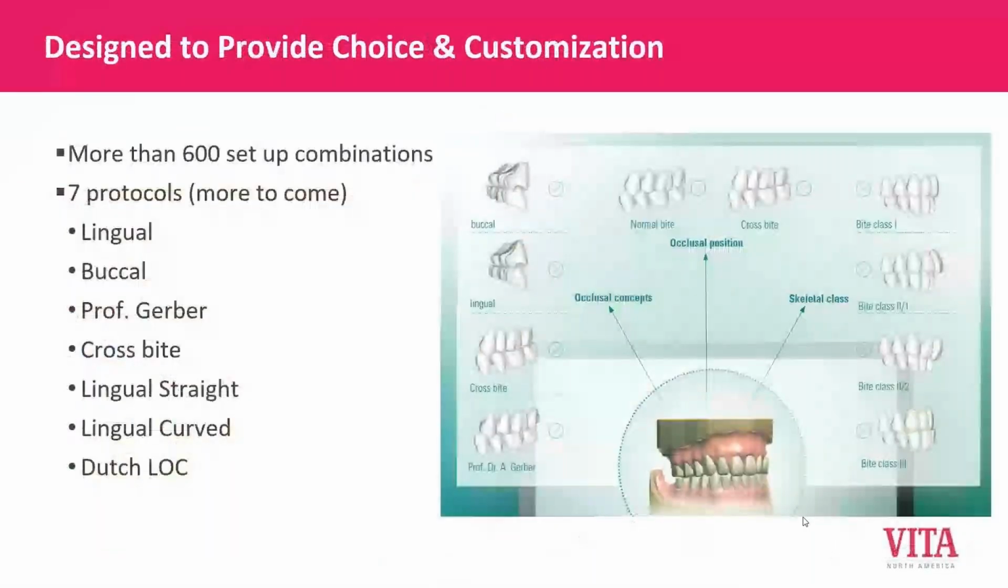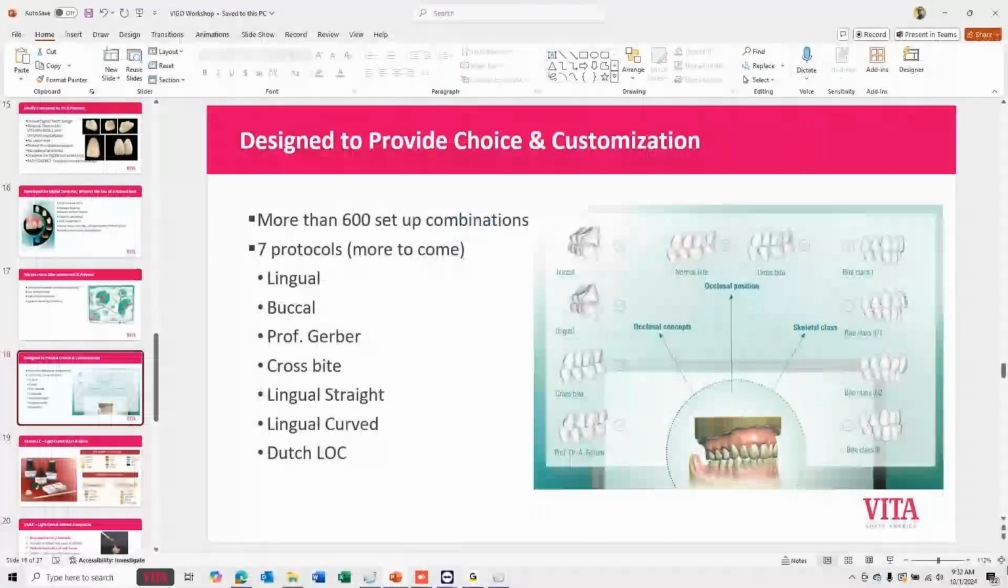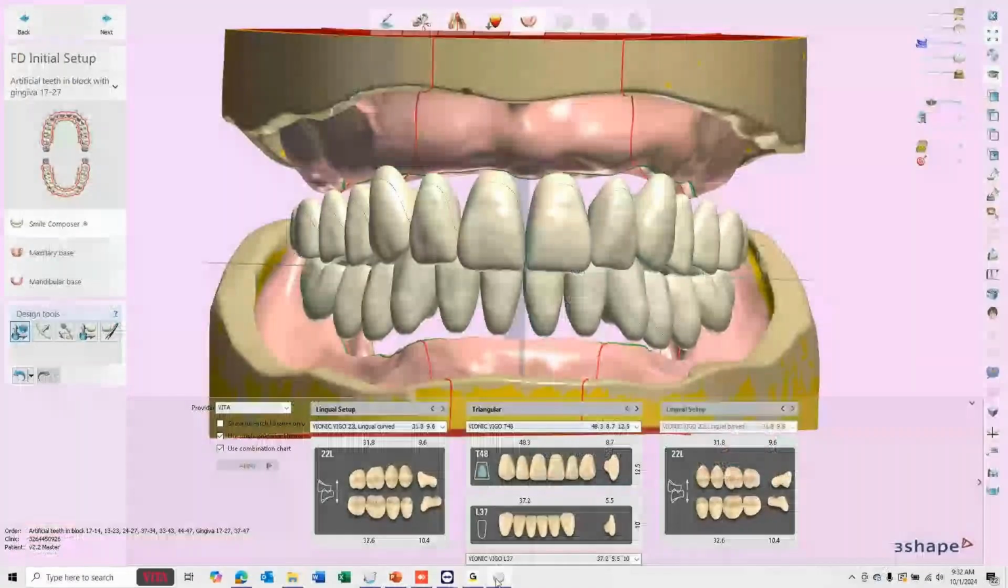So let me show you what it looks like in the software. So in the software here, again, you can do lingualized, Gerber, crossbite, buccalized, and then under here, you've got the lingual curve, lingual straight, or Dutch LOC. So we've got lots of different options.